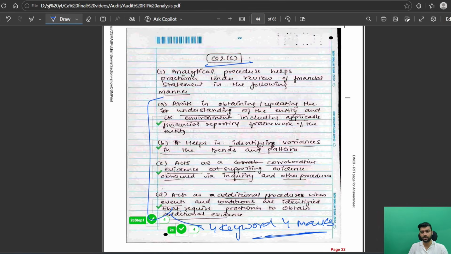Same answer, question number 2C: 1, 2, 3, 4. 4 points, 4 keywords, 4 marks, 4 out of 4. That's it. They did not care about anything else. The examiner does not even care what you write after or before the keywords.